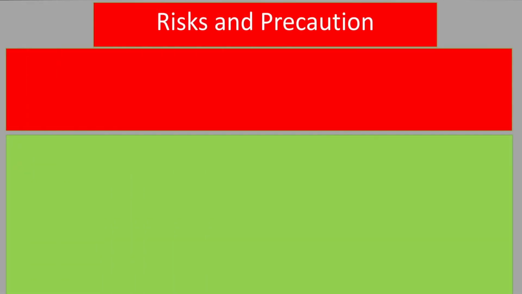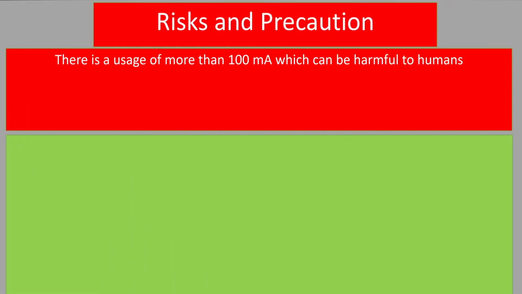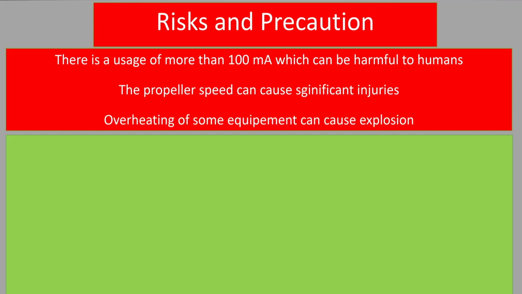So this is the risk that we do have. First of all, far more than 100 milliamperes can be very harmful, and we are talking here about 10 to 20 amperes, and this is very dangerous for people. So be very careful when you set up your circuit for the power system. Second, the propeller can cause significant injuries, so it's good to be far from it, and you have to be careful about where to put the system. Then there are overheating situations that can cause an explosion.